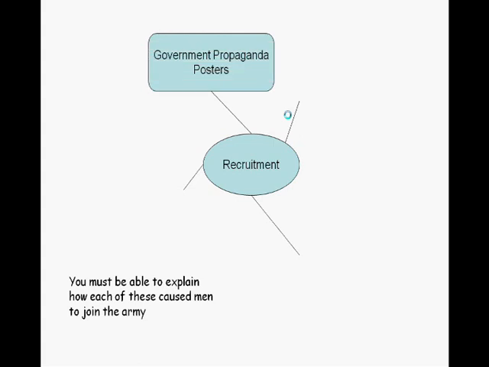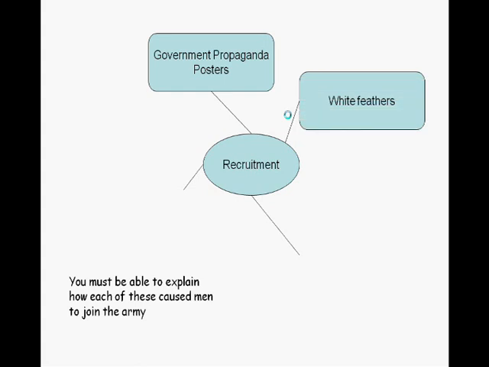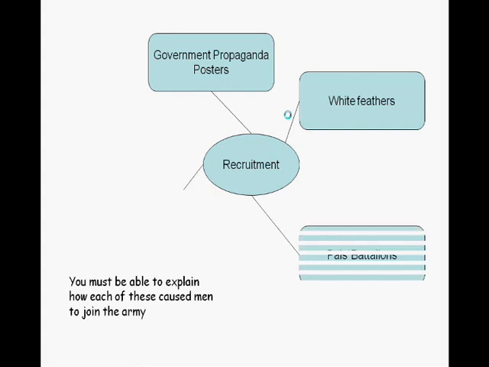So, recruitment. How were people recruited? There were government propaganda posters, these ideas of being your best boy wearing khaki, trying to persuade people that joining the army is a good thing. Remember the white feathers. Women would walk up to young men in the street and give them a white feather as a sign of cowardice if they hadn't joined up.